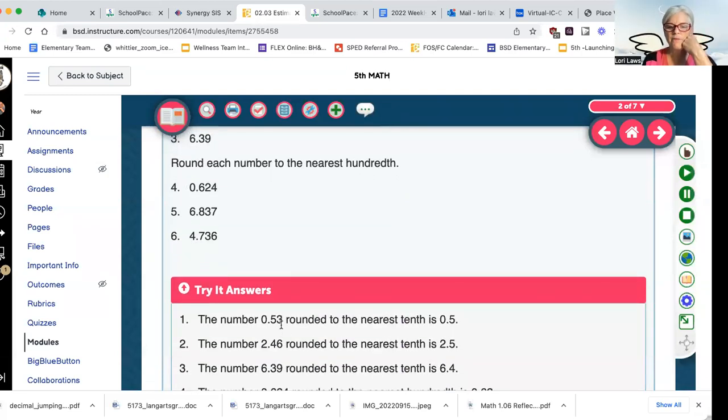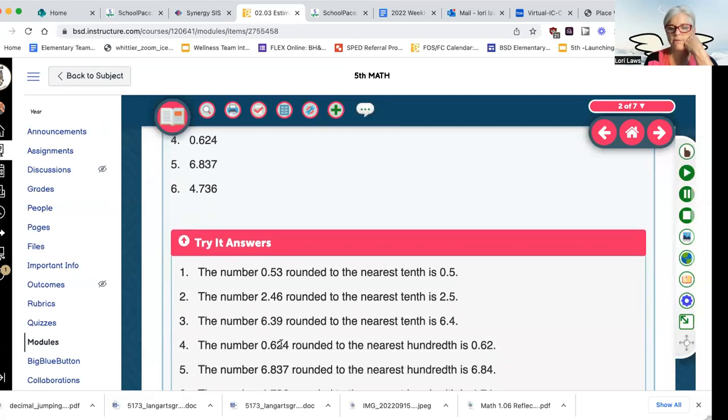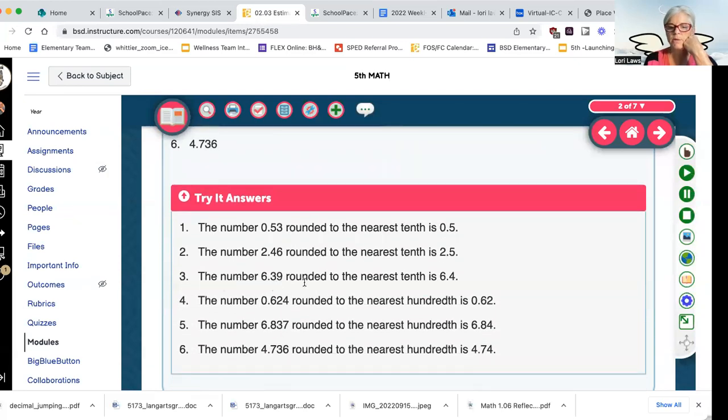The number 0.53 rounded to the nearest tenth is 0.5. The number 2.46 rounded to the nearest tenth is 2.5 because the 6 was higher than 5. The number 6.39 rounded to the nearest tenth is 6.4.